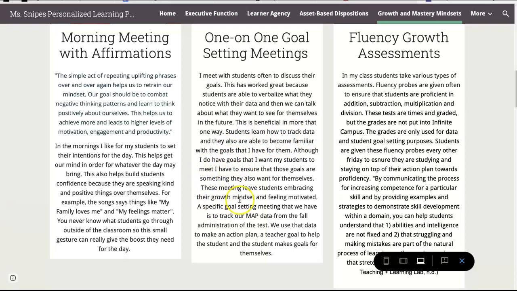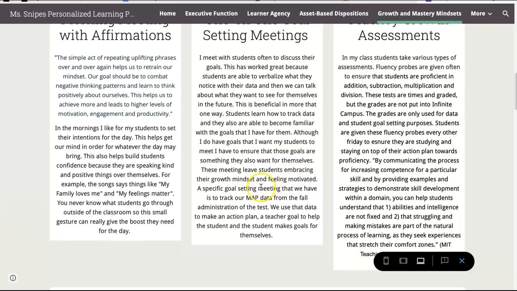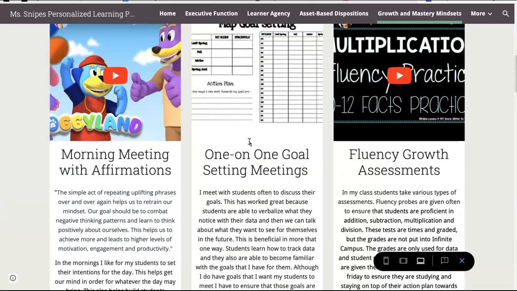Although I do have goals that I want my students to meet, I also make sure that they have some type of goal that they want for themselves as well. These meetings leave students embracing their growth mindset and feeling very motivated. A specific goal-setting meeting that we have is to track our MAP data from the fall administration to the winter administration, as well as the spring administration, and keep track of all that data and make an action plan.